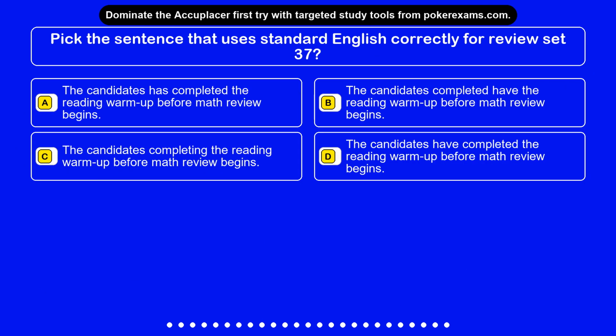Question 20. Pick the sentence that uses standard English correctly for review set 37. Option A. The candidates has completed the reading warm-up before math review begins. Option B. The candidates completed have the reading warm-up before math review begins. Option C. The candidates completing the reading warm-up before math review begins. Option D. The candidates have completed the reading warm-up before math review begins.